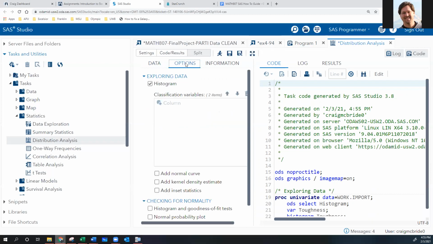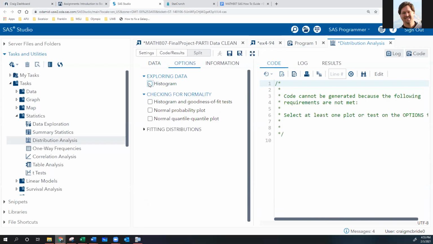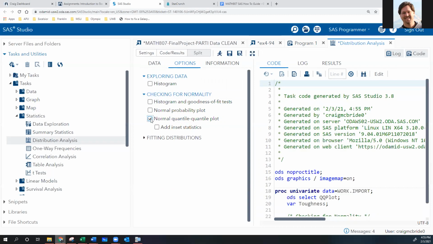And then I think it's under options. Yeah, so you can tick off histogram because you don't need that one. But you want to check for normality. And how do we check for normality? We do the normal QQ plot. You can do these other things too, but all we care about is the normal QQ plot.